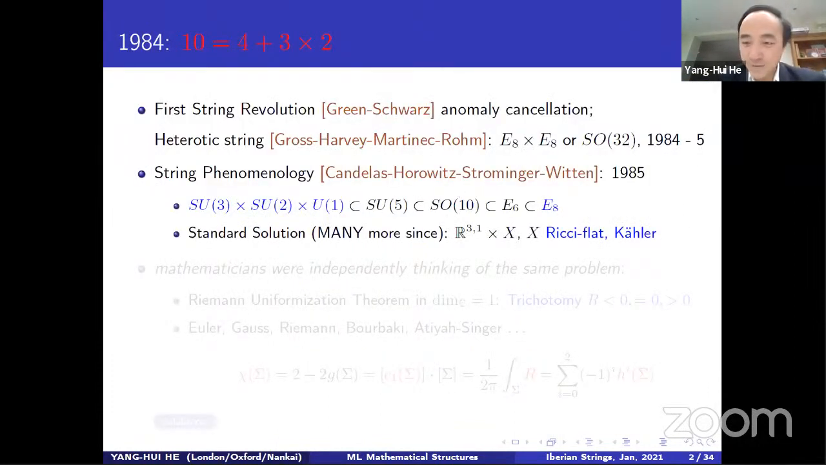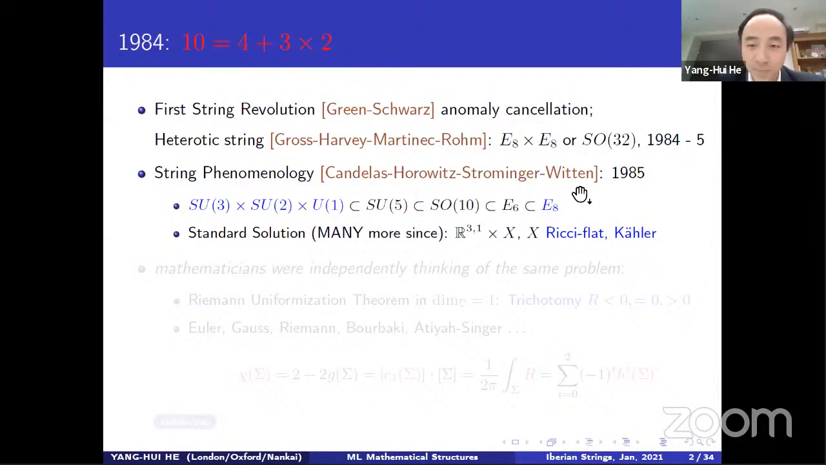So let me just very briefly begin with 1984. This is a stringy audience, so I'm going to just refresh the minds of the younger students that in 1984, the most important contribution to physics was this realization that 10 is equal to 4 plus 3 times 2.